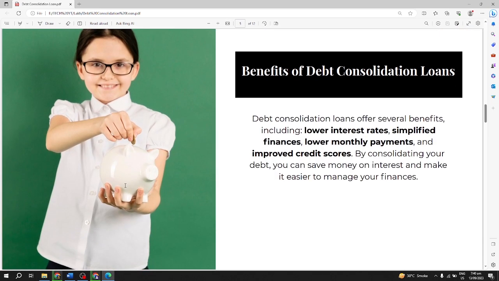So the next slide is benefits of debt consolidation loans. Debt consolidation loans offer several benefits, including number one, low interest rates, number two, simplified finances, number three, lower monthly payments, and number four, improved credit scores. By consolidating your debt, you can save money on interest and make it easier to manage your finances.